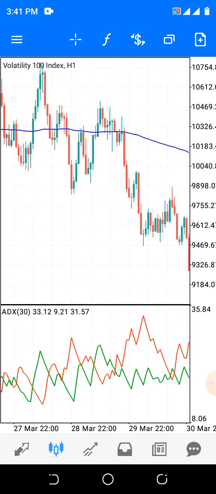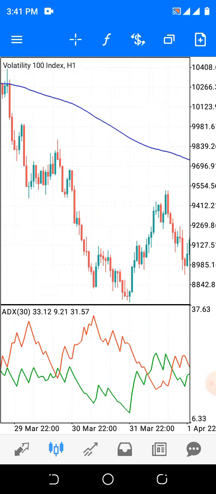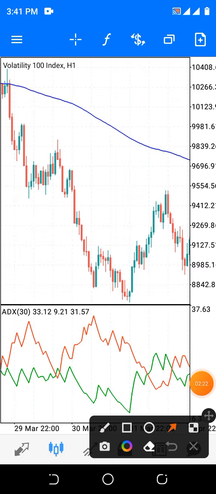Now, whenever you see the candlesticks are below moving average, that is a clear downtrend. Do you understand? So you will only be looking for sell position. Only be looking for sell position.